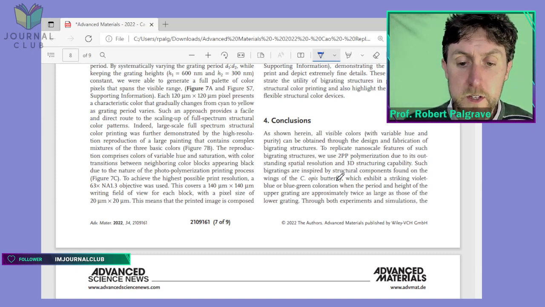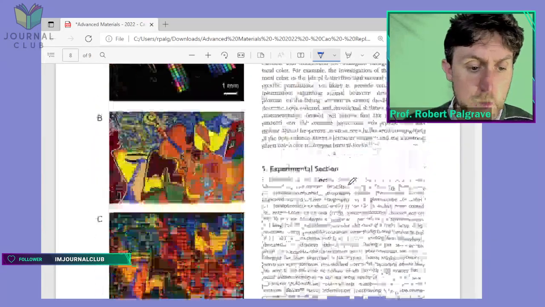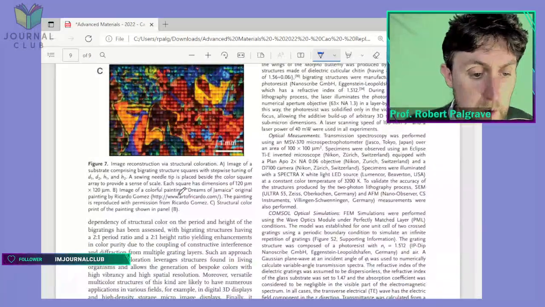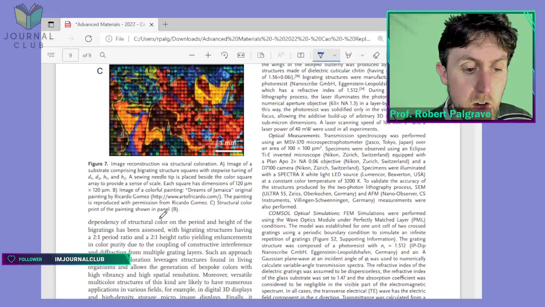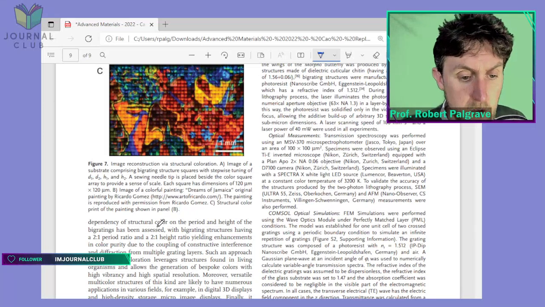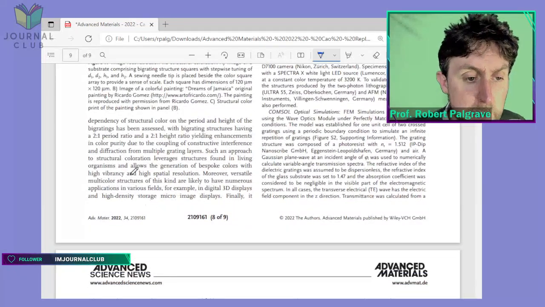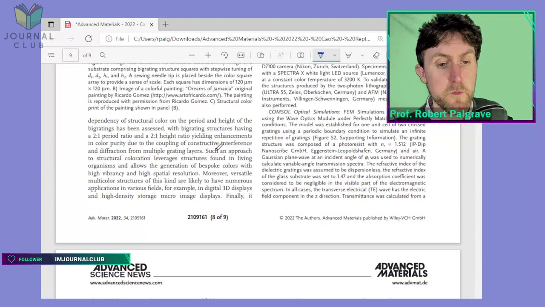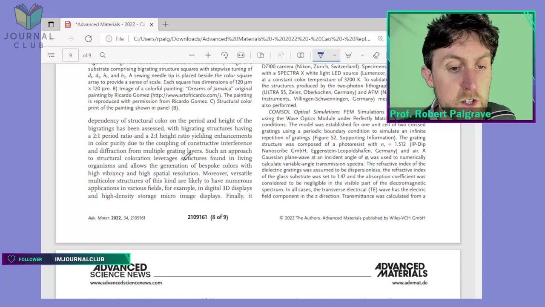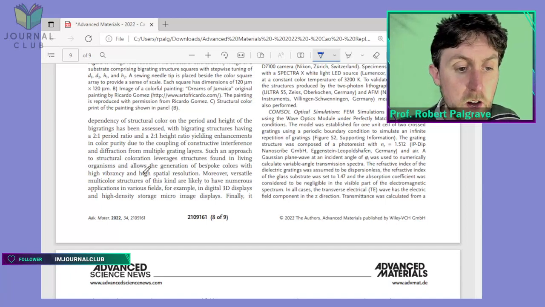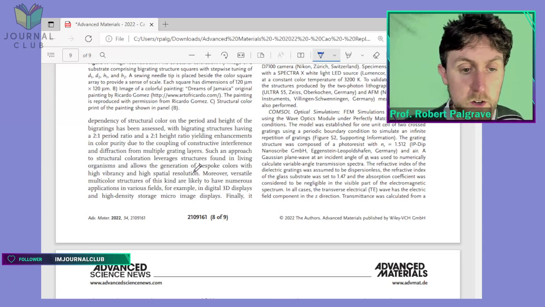Through both experiments and simulations, the dependency of structural color on the period and the height of the bigratings has been assessed, with bigrating structures having a 2-to-1 period ratio and a 2-to-1 height ratio, yielding enhancements in color purity due to the coupling of constructive interference and diffraction from multiple grating layers. Such an approach to structural color leverages structures found in living organisms and allows generation of bespoke colors with high vibrancy and high spatial resolution.